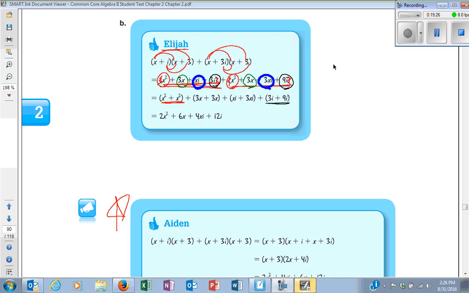There's the black ones that we put. Here's the green ones that we put. Here's the blue ones that we put. And then he just combined like terms and got this answer. You have 2x squareds, 2x squareds. You have 6x's, 6x's. You have 3 of these and 1 more is going to be 4 of them. And you have 3 i's plus 9 more is going to be 12 i's.